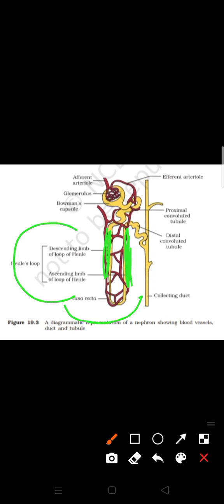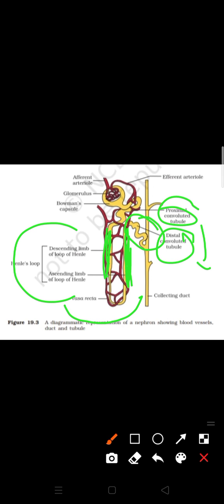Okay, now come to the next point, the distal convoluted tubule. In the distal convoluted tubule, you also know that it is lined by cuboidal epithelium with few microvilli. The PCT had many microvilli, but here few microvilli are present. It is permeable for sodium and potassium ions. That's why sodium potassium balance is maintained in our body. Are you getting this much?